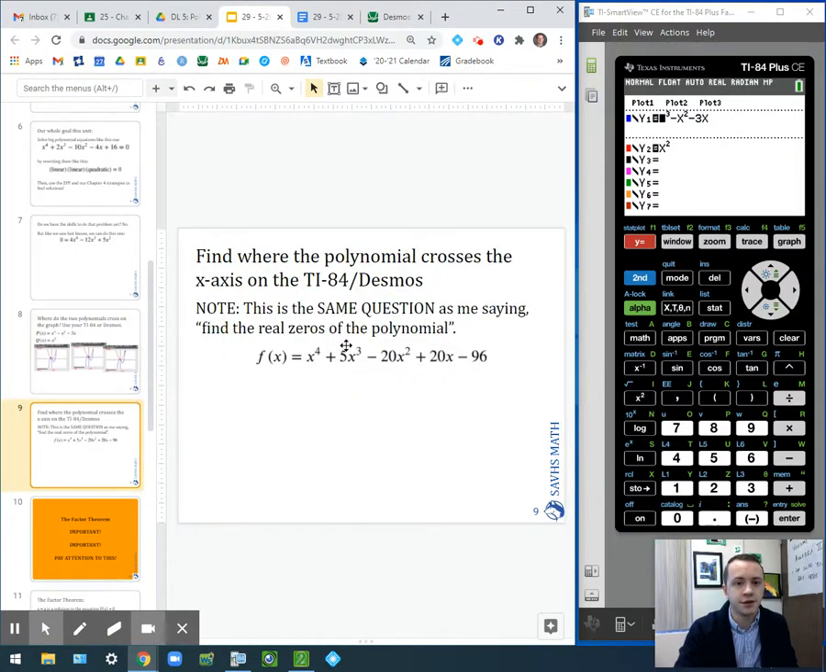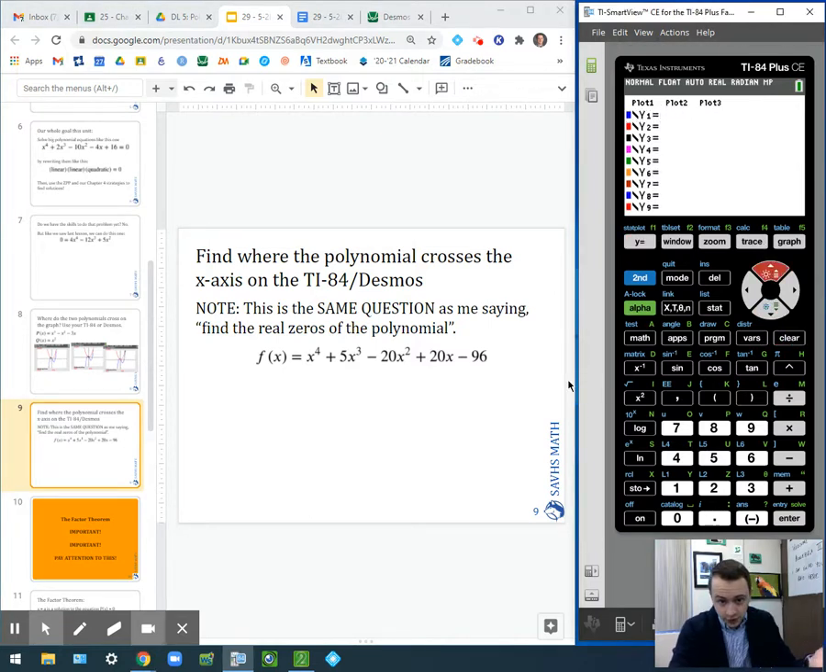The last thing that I wanted to do is just review one thing from last lesson, and that's just finding the zeros of a polynomial. And so let's look at that. So I'm going to type in this f of x here.